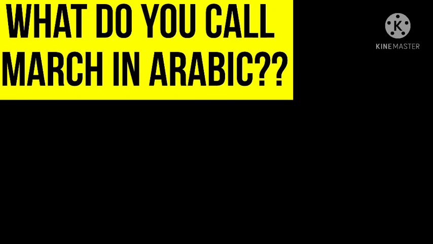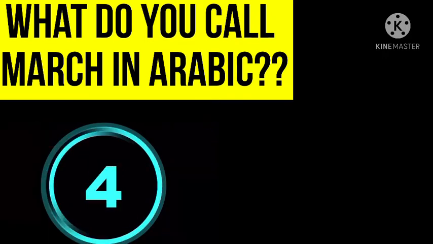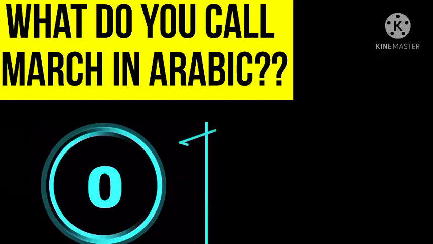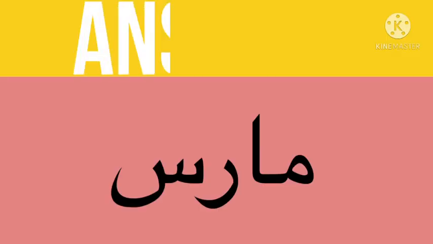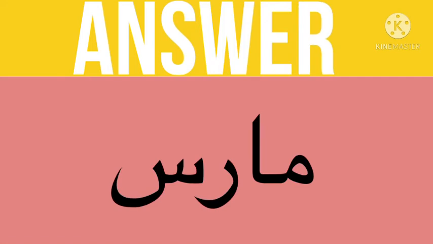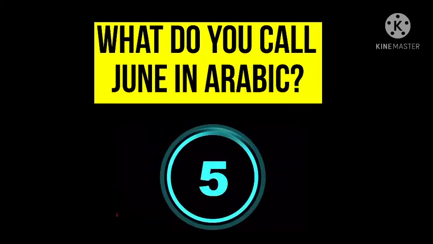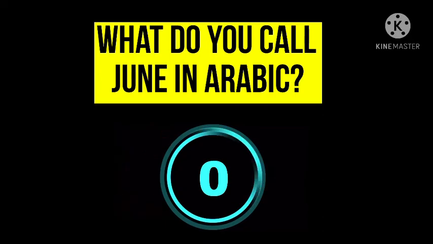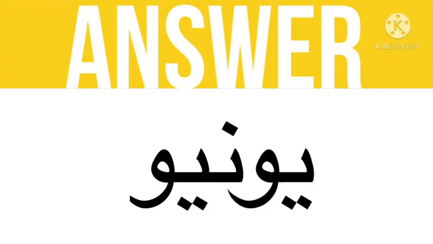What do you call March in Arabic? Mars. Wow, your answer was correct. It was Mars. Next question. What do you call June in Arabic? You knew. Wow, yes, it was Yunyu.